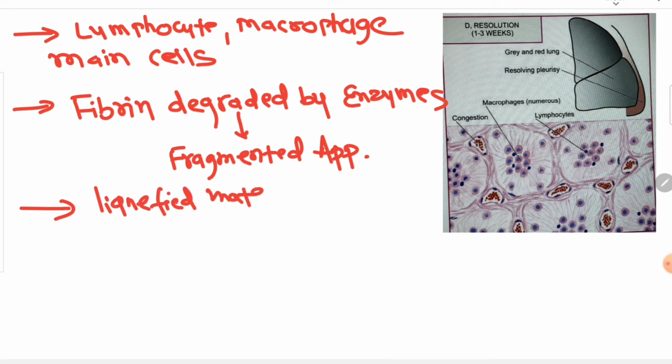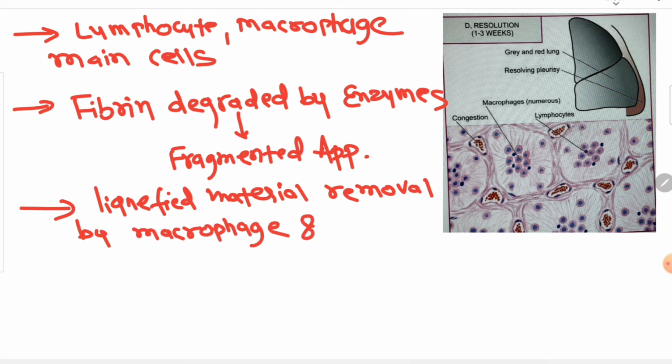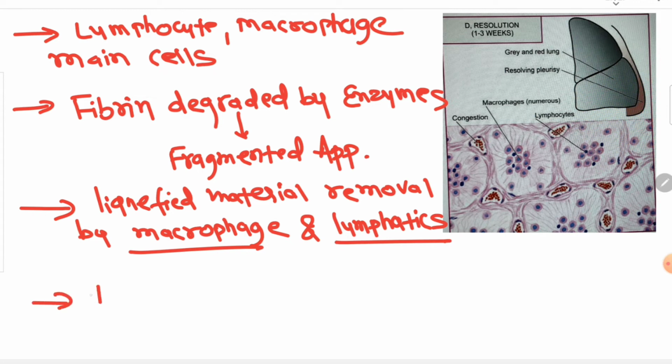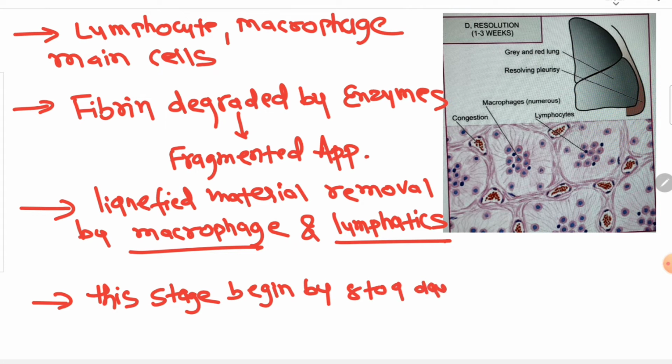Now, the liquefied material will be removed by macrophages and lymphatics mainly. You might have questioned where the liquefied material will be removed and how. So they will be removed by macrophages or lymphatics. They can drain into lymphatics or they will get removed by macrophages. Alright. This particular stage usually begins by 8 to 9 days. It's the final stage, and it is completed in 1 to 3 weeks.